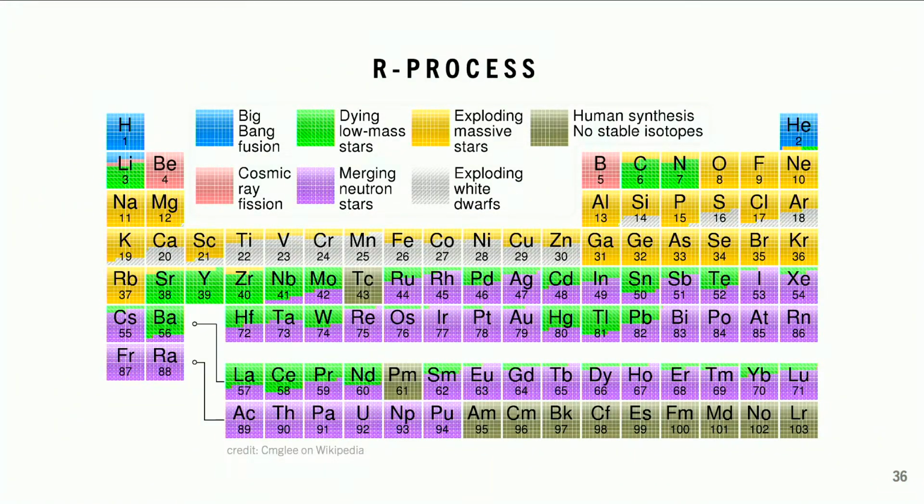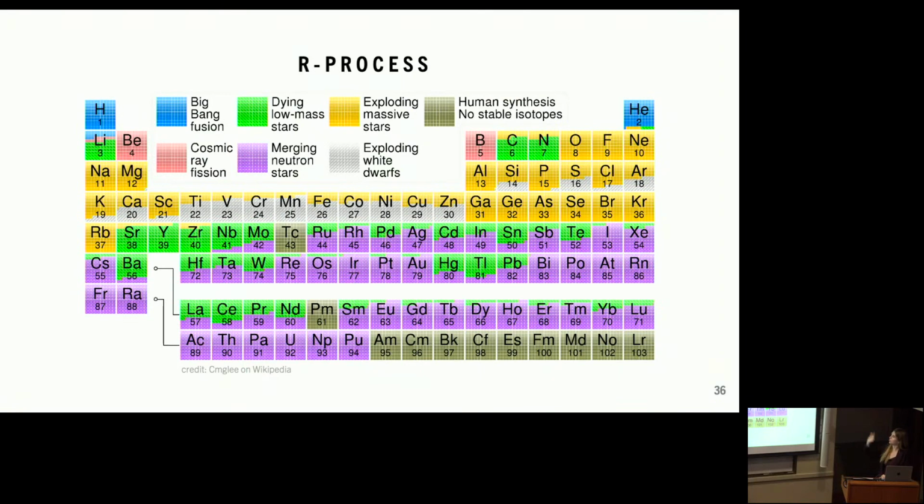And just throwing up the periodic table, these are colored based on their astrophysical origins. So, of course, you get some elements just from the Big Bang, others from certain fusion or supernova, and the R process is everything in purple on this. And so you can see here, that's a lot of elements, and specifically a lot of the heavy elements. So it's a very important process.